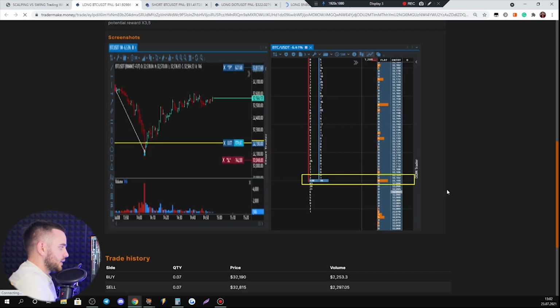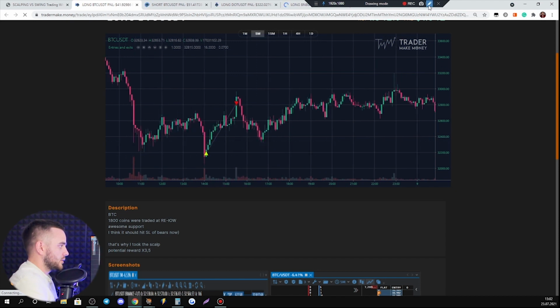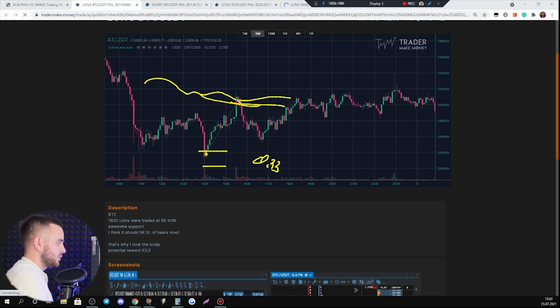And what I did after, I opened a buy trade, a long scalp trade with a really very small stop loss, only 0.33%. And when price hit VWAP, you don't see VWAP here, but there was a VWAP, before VWAP I took profit, and my risk reward was 1 to 4.